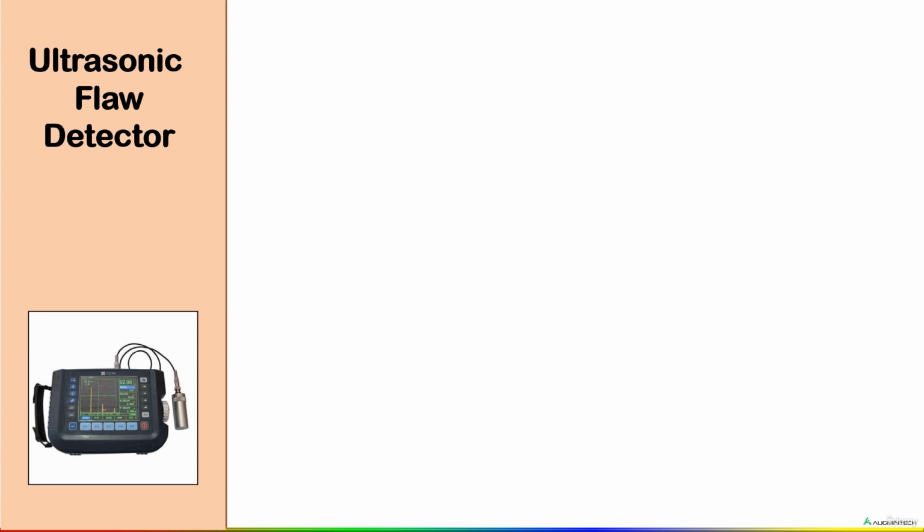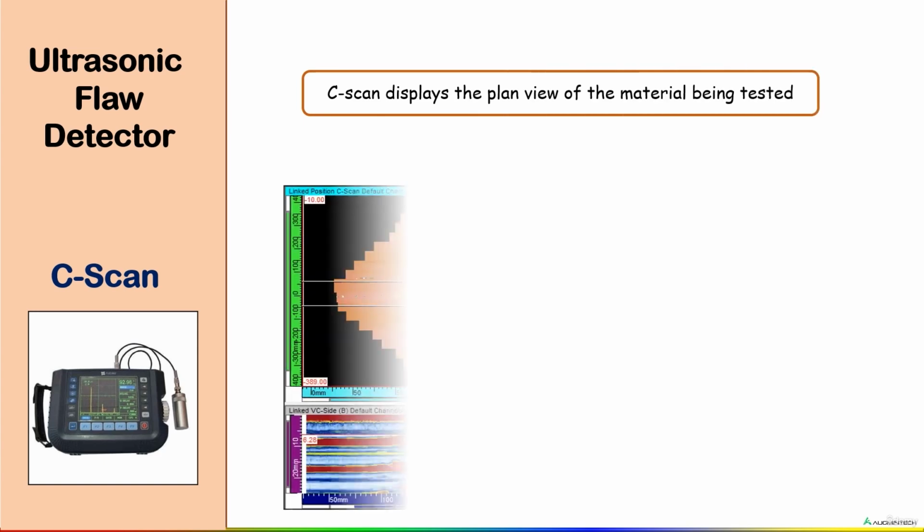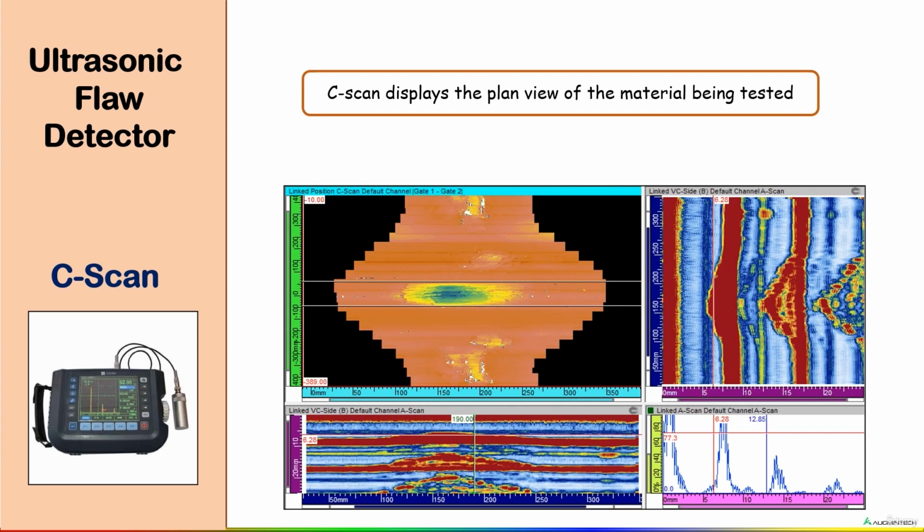The third mode is C-scan. It is also called time motion mode or C-scan display mode. This combines the features of both A-scan as well as B-scan. C-scan displays the plane view of the material being tested.